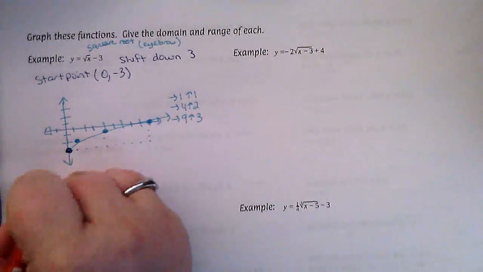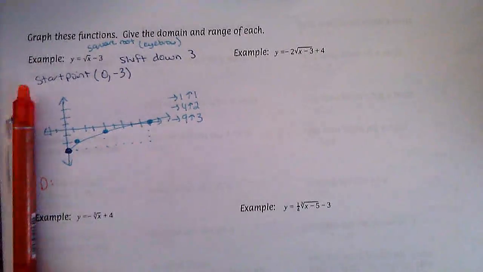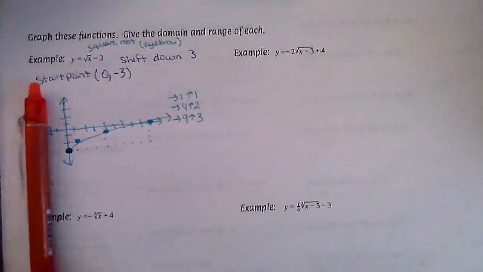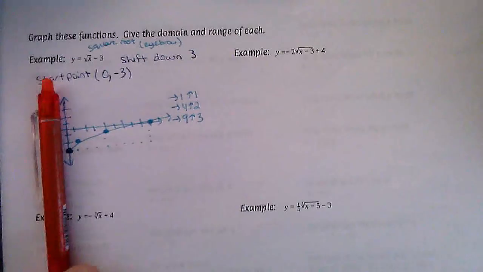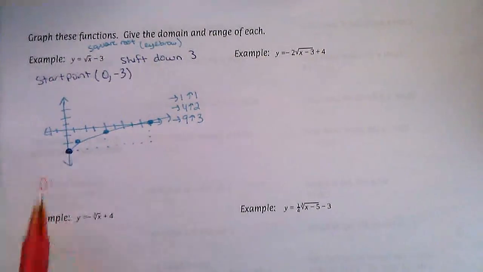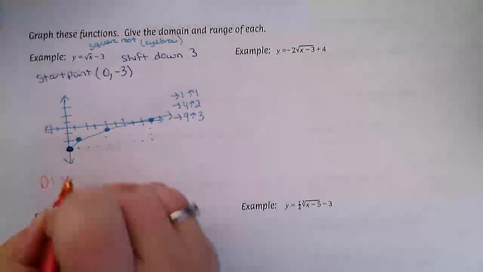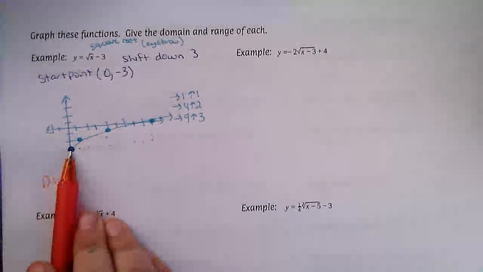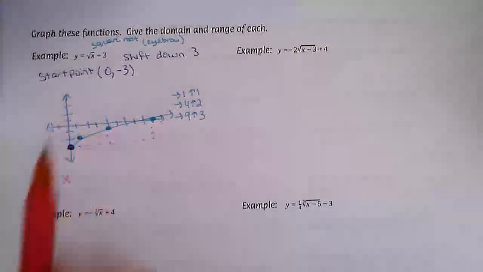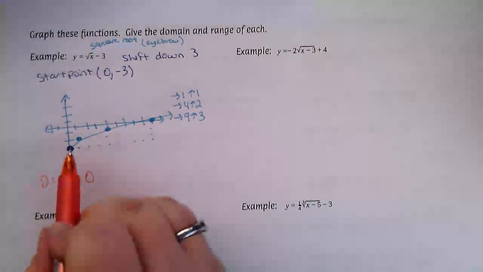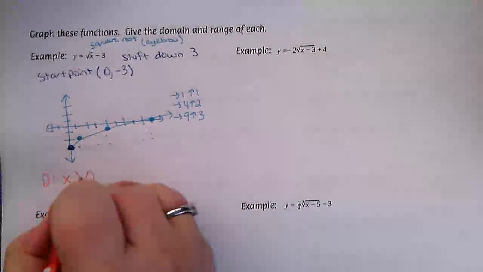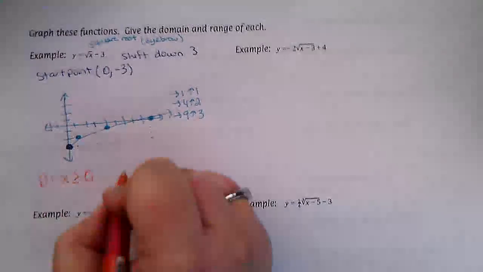Then domain. So domain, if I put my pen down and move it across, I hit my graph or my eyebrow right here. So domain is X. Well, this is the point that I hit. What's the X value of that point? 0. And then it's to the right or greater than 0.